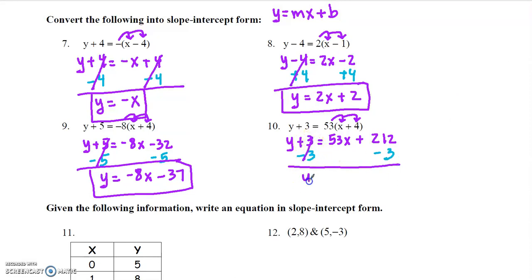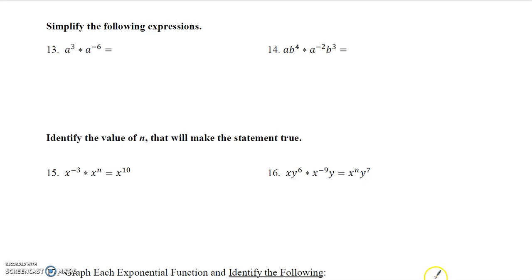3 minus 3 is gone. Bring down my x term. And then 212 minus 3 will give me a positive 209. And there you go. Okay, we're going to skip over and I'm going to do 13, 14, 15, and 16.